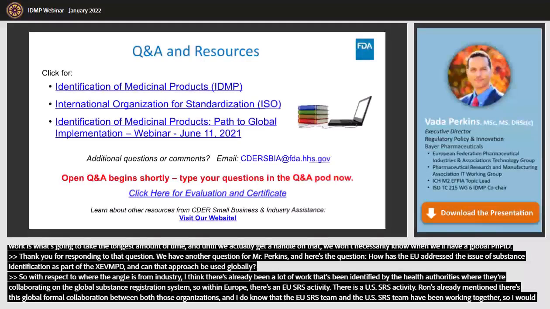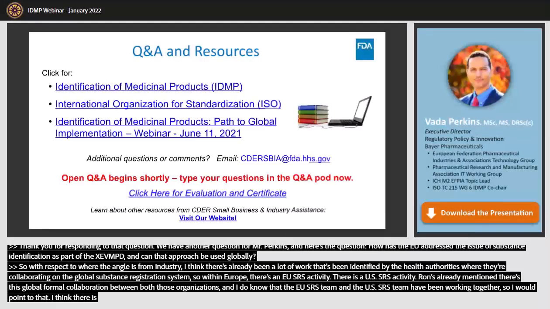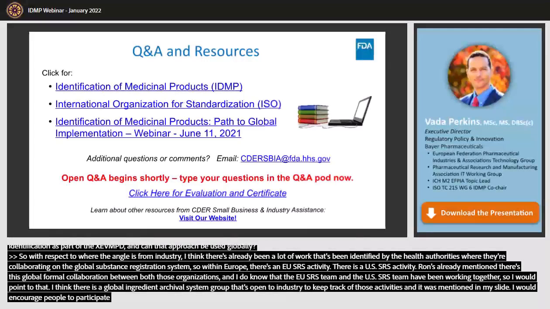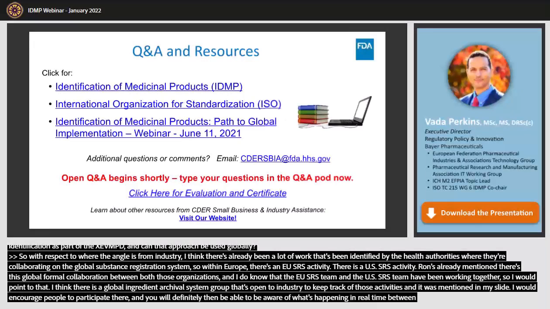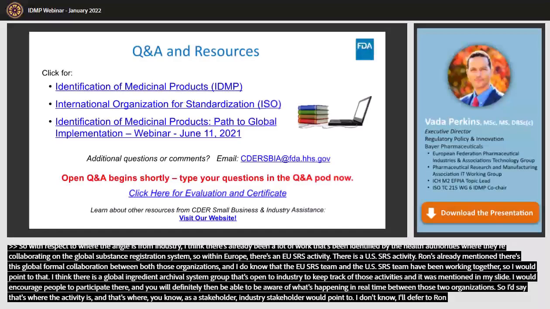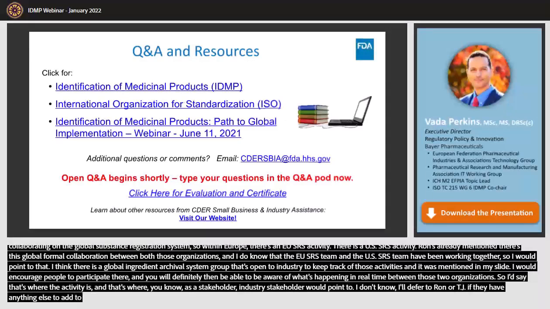I think there is a global ingredient archival system group that's open to industry to keep track of those activities, and it was mentioned in my slide. I would encourage people to participate there, and you'll definitely be able to be aware of what's happening in real time between those two organizations. So I'd say that's where the activity is, and that's what an industry stakeholder would point to. I'll defer to Ron or TJ if they have anything else to add on collaboration with Europe on substances.